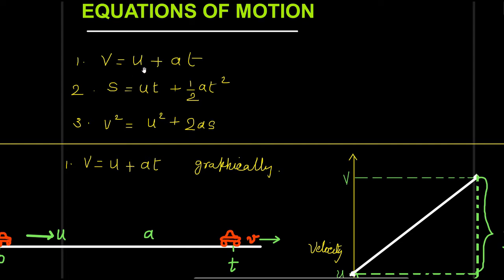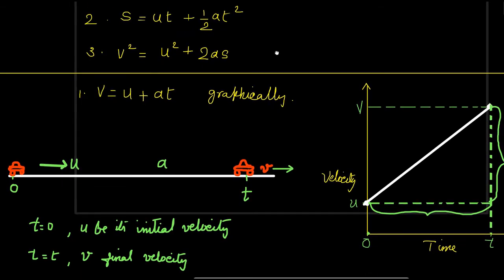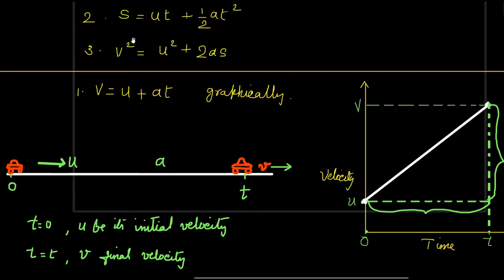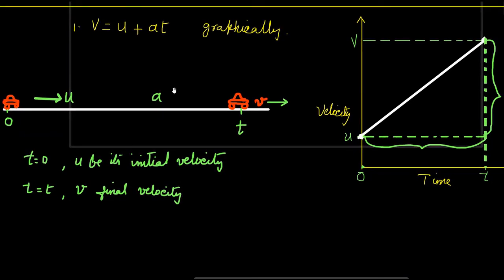What do v, u, a, t, s, etc. denote? Let us explain the equation of motion v = u + at graphically.